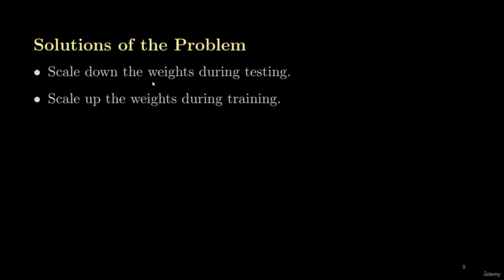So there are two possible solutions of this problem. The first solution is to scale down the weights during the testing. So that is the solution which we can apply during the testing. The other solution is to scale up the weights during the training. So there are two possible solutions. One solution is applied during the testing and the other solution is applied during the training. Let's understand what these solutions mean.